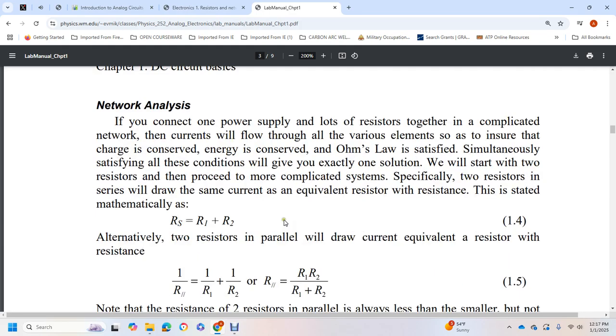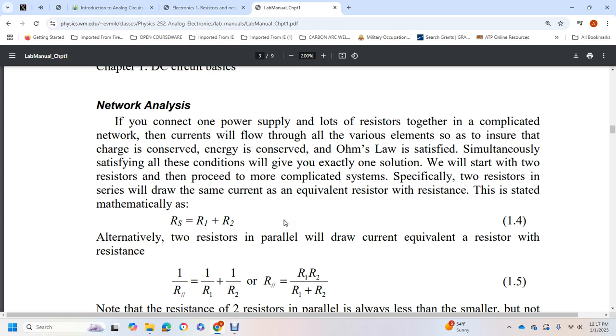Network analysis. If you connect one power supply and lots of resistors together into a network, the currents flow through the various elements to ensure that charge is conserved. Energy is conserved by Ohm's law itself. When Ohm's law is satisfied, simultaneously satisfying all the conditions gives you exactly one solution.